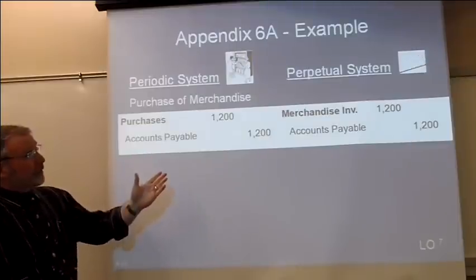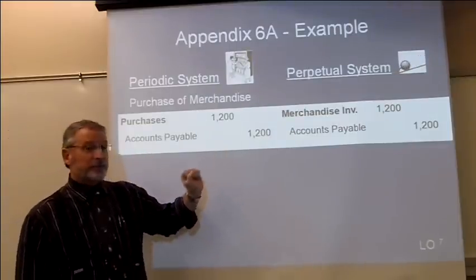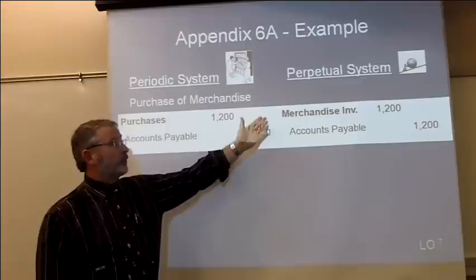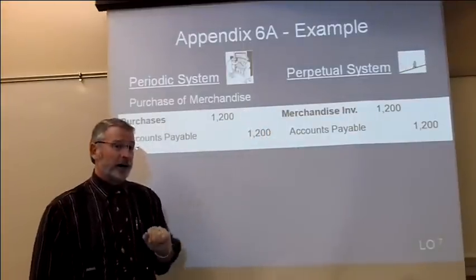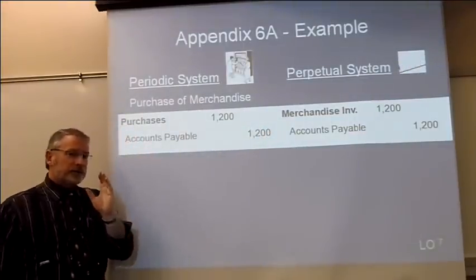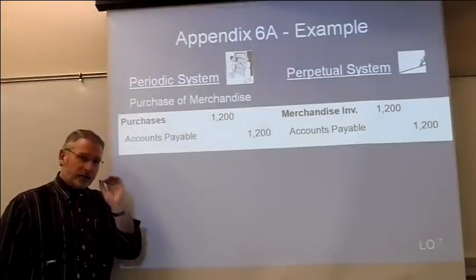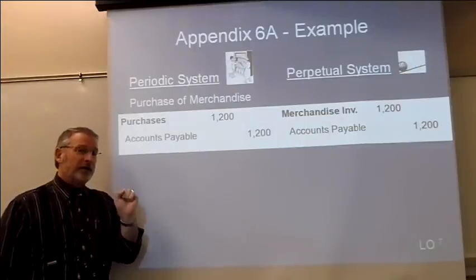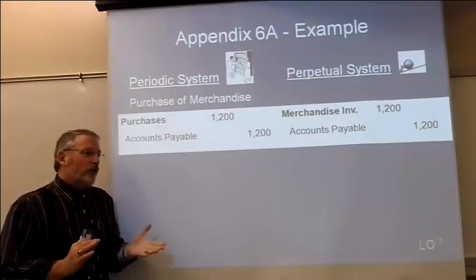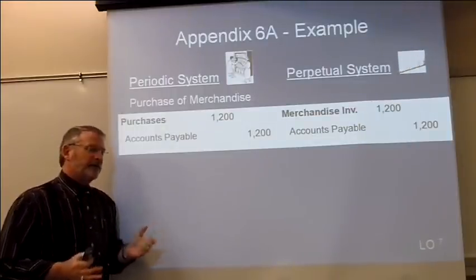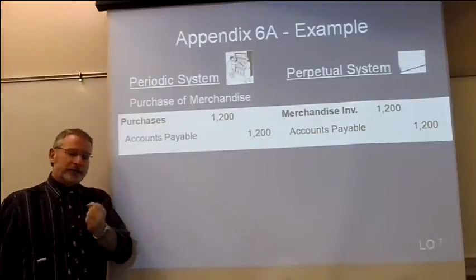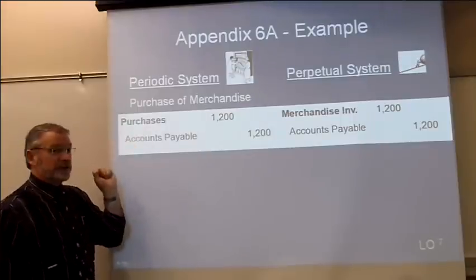Under the perpetual system, we're continuously updating inventory. When we purchase inventory, we debit the inventory account and credit accounts payable. Under the periodic system, we don't touch the inventory account. We don't make any entries to the inventory account throughout this process. We use other accounts to temporarily store numbers that have to do with inventory and the cost of goods sold. The first account we're introducing here is the purchases account.